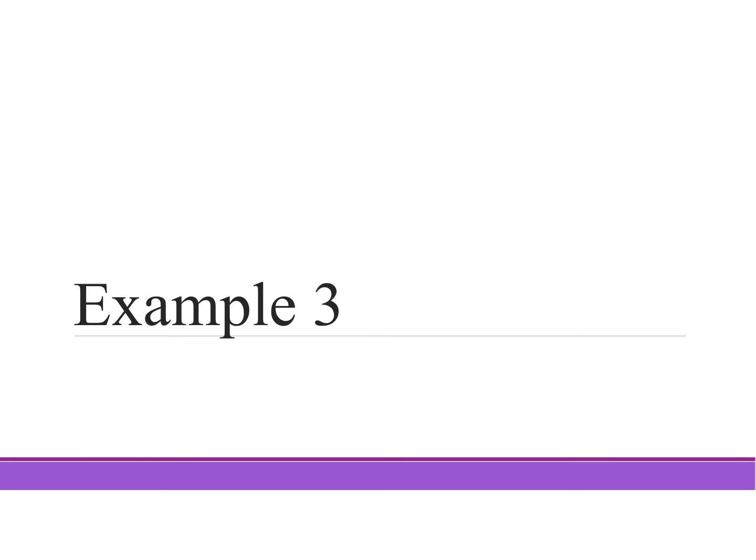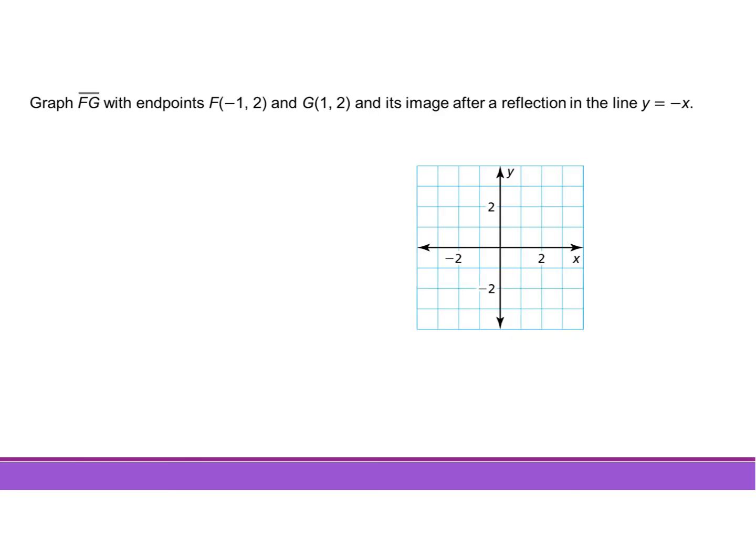So example 3 says that we're going to graph FG with endpoints F at -1, 2 and G at 1, 2, and its image after reflection in the line y equals -x. So the first thing we're going to do is start out by plotting our points and drawing in that line of y equals -x. Okay, so now I have my line segment FG drawn. The red line here is y equals -x.